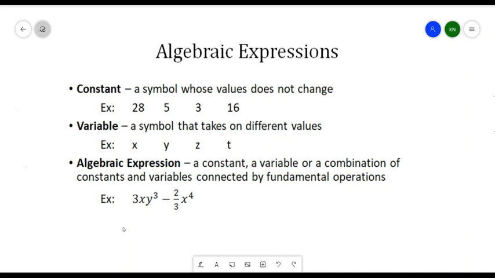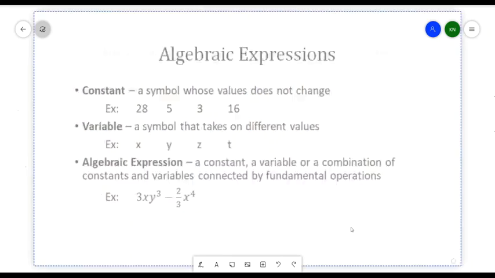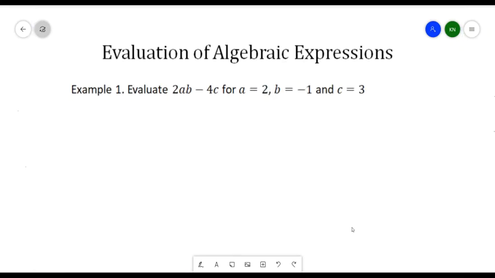So for example, we have here the algebraic expression 3xy cubed minus 2/3 x to the fourth. So this is an example of an algebraic expression. As you can see, it already has a combination of a constant and a variable, as well as an exponent. So that is what we call an algebraic expression. So now we will be discussing how to evaluate an algebraic expression.